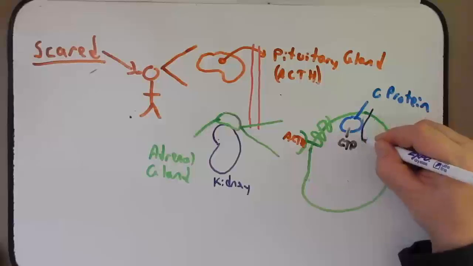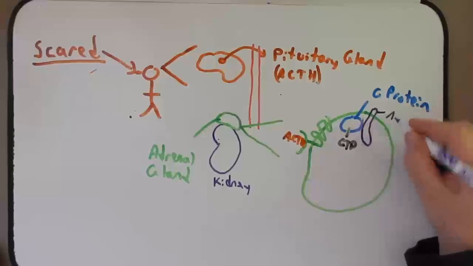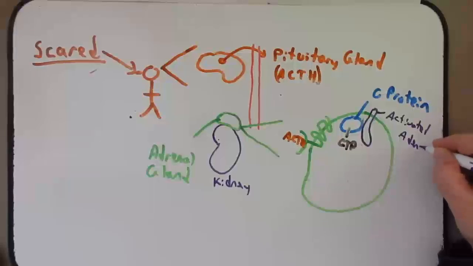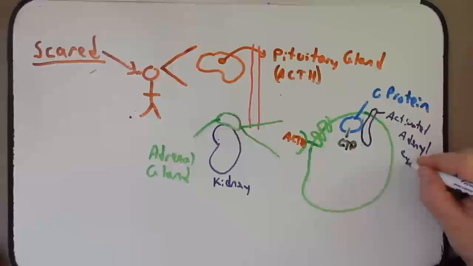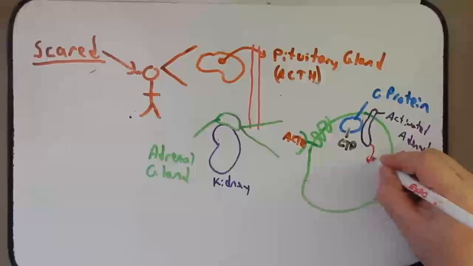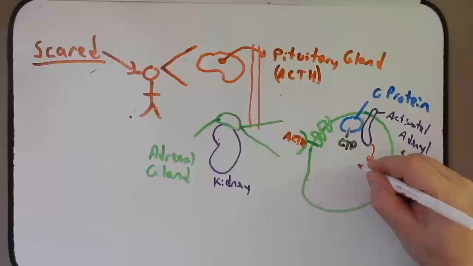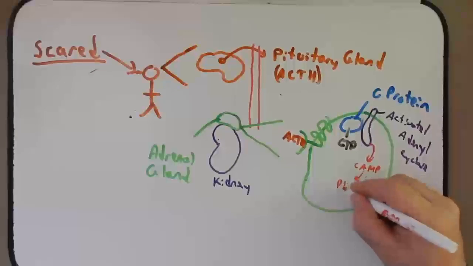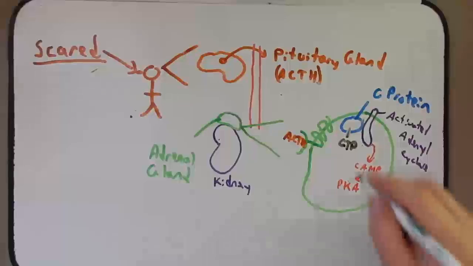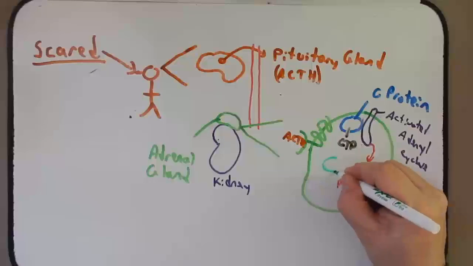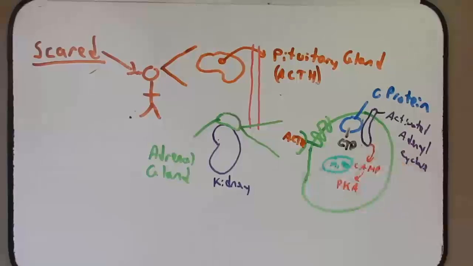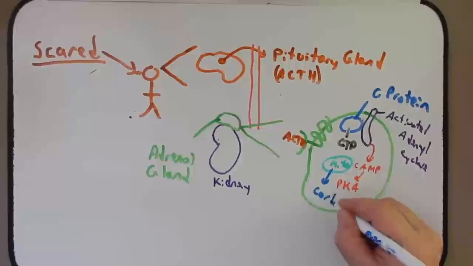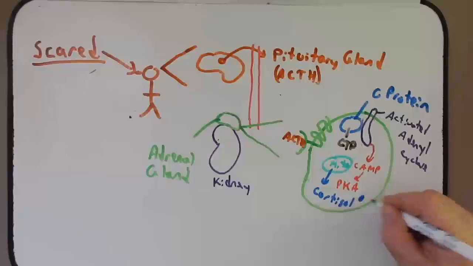But the part I want to talk about right now is that the active G protein will now activate adenylyl cyclase, which is also from our original podcast. As this is activated, it will produce cyclic AMP from ATP. Cyclic AMP will activate protein kinase A. Protein kinase A will, through various mechanisms that we didn't talk about and we're not going to, synthesize cortisol from the mitochondria, which we'll just show as this blue circle.